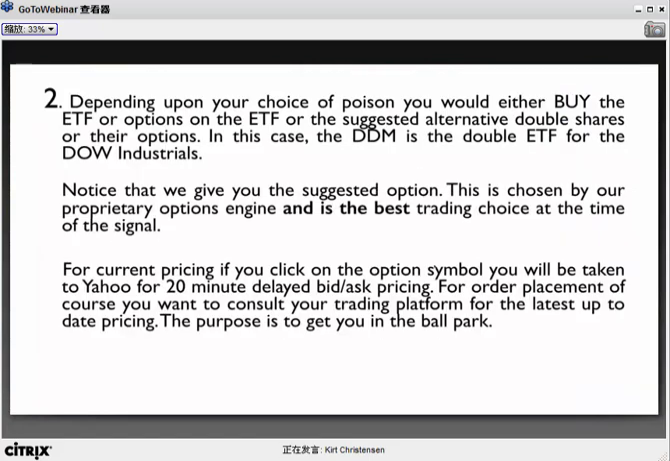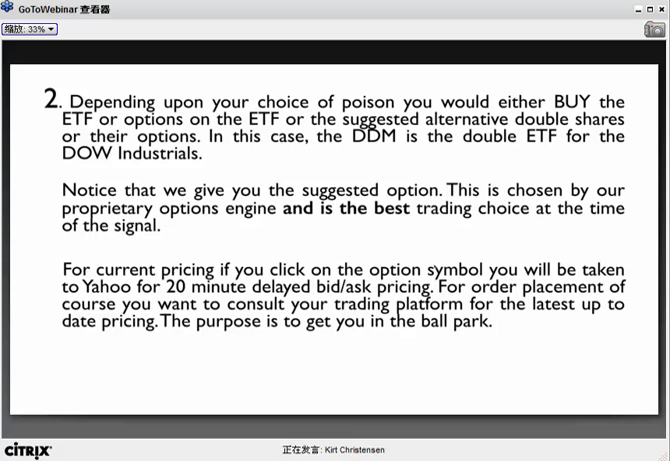So depending on your preference, you either buy the ETF or the options on the ETF or on the double ETF like we've talked about. Now notice we also give you the selected option, and when we're talking about the option, quite simply, we will give you the exact ticker that you need to select that option. They've changed the format on options in the last couple of years. Now there's a very specific format that they give you the current options pricing. It looks a little cryptic, but it's not actually that bad.